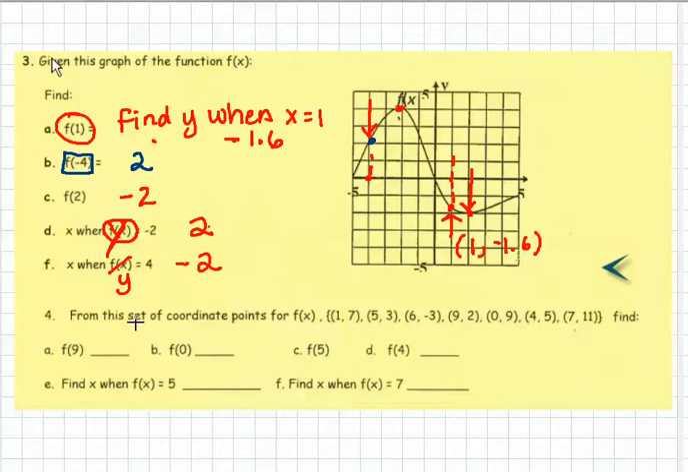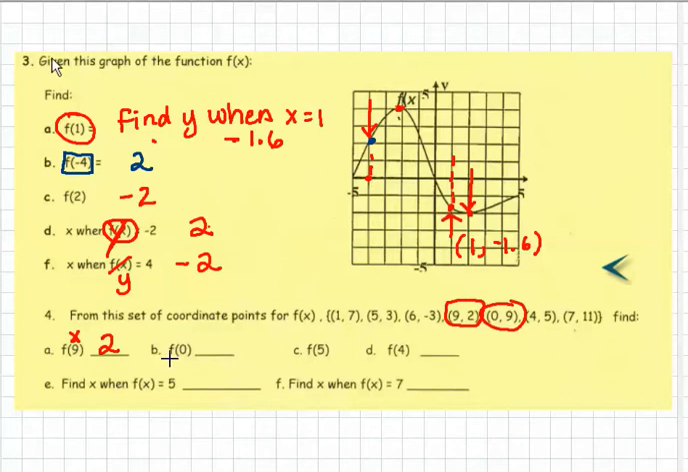A few more. From this set of coordinate points, find f of 9, meaning what is my y value when x is 9. There are a couple of important points, this one here and this one here, and what they're looking for is the one where my x is 9. So this one over here is a distractor. What's my y when x is 9? That's 2, and all I have to do is put a 2 there.